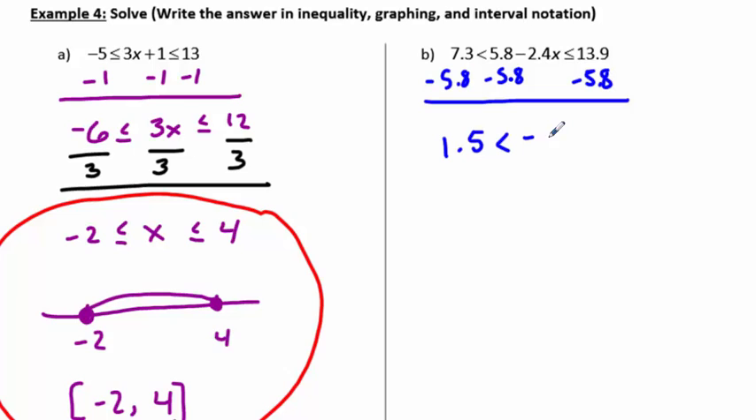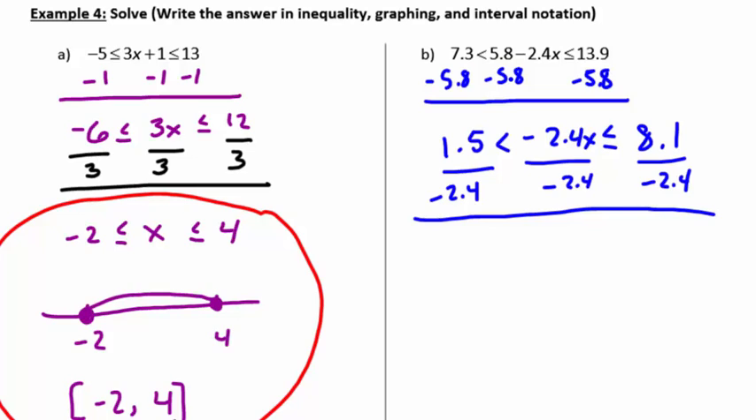That's less than -2.4x, and less than or equal to 13.9 minus 5.8, which is 8.1. Okay, so we did our subtraction to get the -2.4x by itself. Now we're going to divide all three sides by -2.4. So 1.5 divided by -2.4 gives us -0.625.